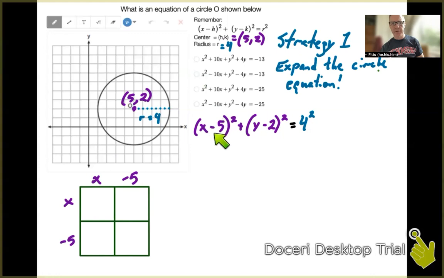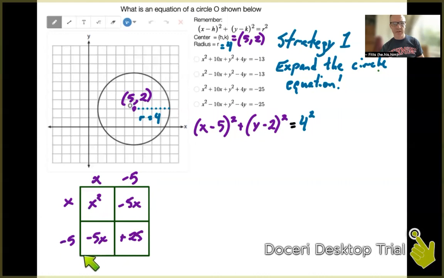So I'm going to take this first term here, this first binomial, and it's x minus 5. So this box is, the length is x. This is negative 5, x, negative 5. So what is x times x? That's going to be the area of this box. Well, that's x squared. What is negative 5 times x?